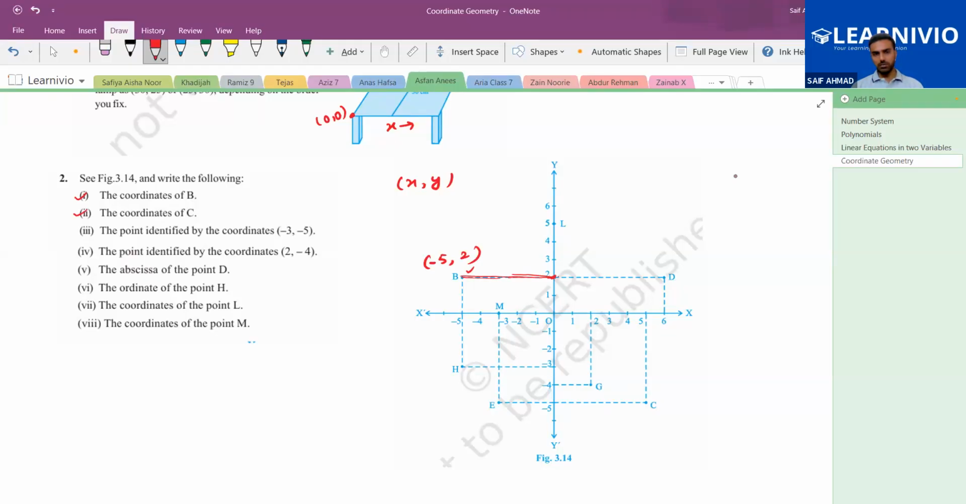Aswan, what are the coordinates of C? So 5 comma -5. Yes, 5 on the X-axis and -5 on the Y-axis. Okay, 5, -5.